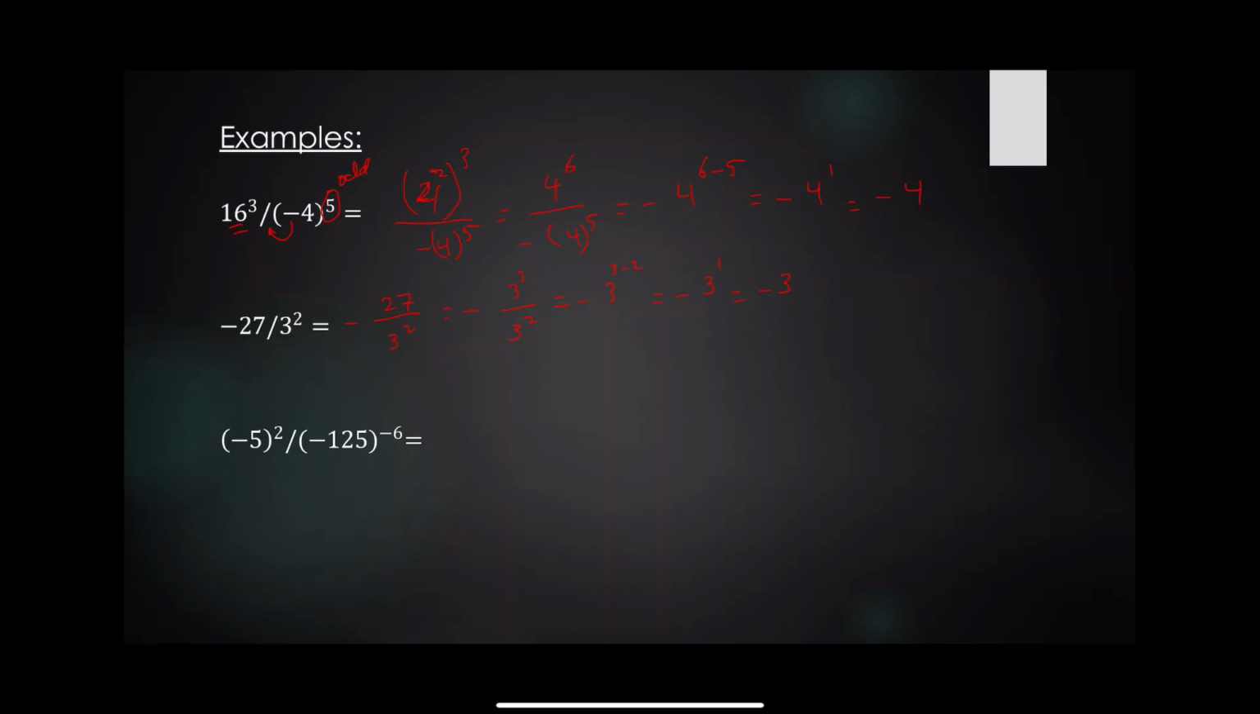Negative 5 raised to the power 2 and negative 125 raised to the power negative 6. This is even and this is even.